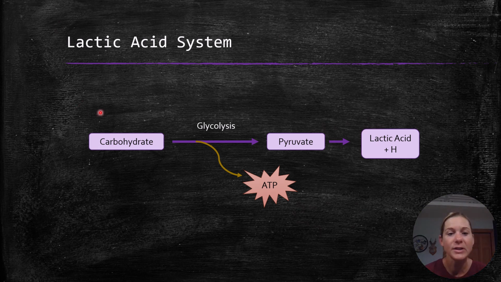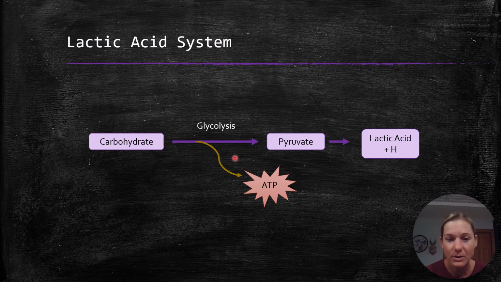Okay, so the second energy system is known as the lactic acid system, or the anaerobic glycolytic system, or anaerobic glycolysis. It's got a few different names. But essentially, we're going to break down carbohydrates, and this can be in the form of glycogen or glucose. Those are our two options. Glucose is like our floating sugars in the blood, and glycogen is like our storage form of sugars.